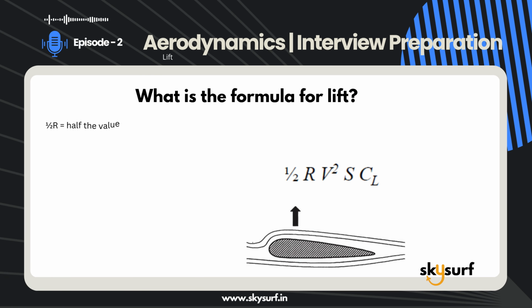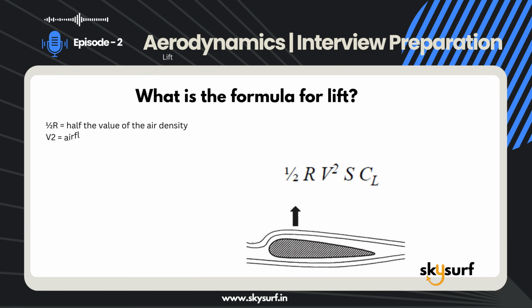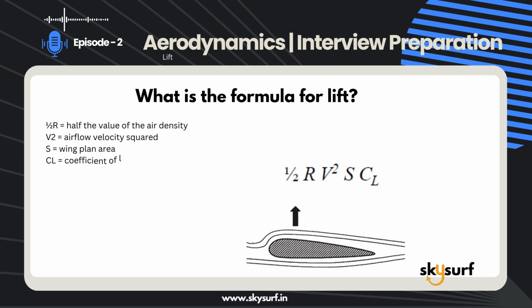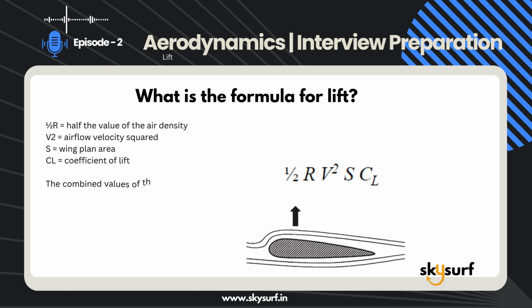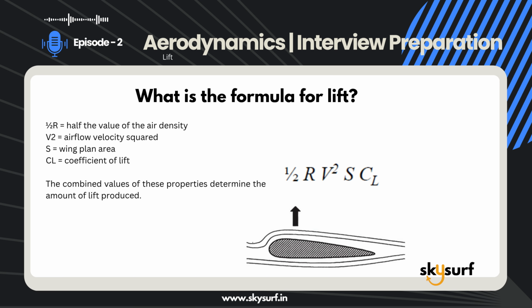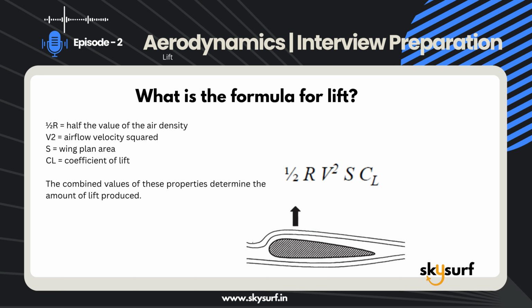What is the formula for lift? Half rho equals half the value of the air density. V squared equals airflow velocity squared. S equals wing plan area. CL equals coefficient of lift. The combined values of these properties determine the amount of lift produced.